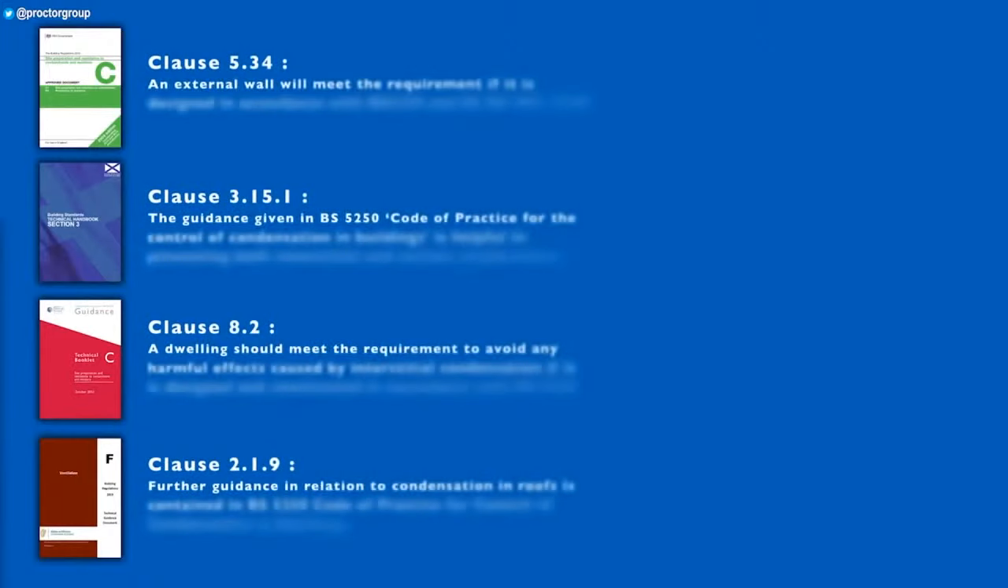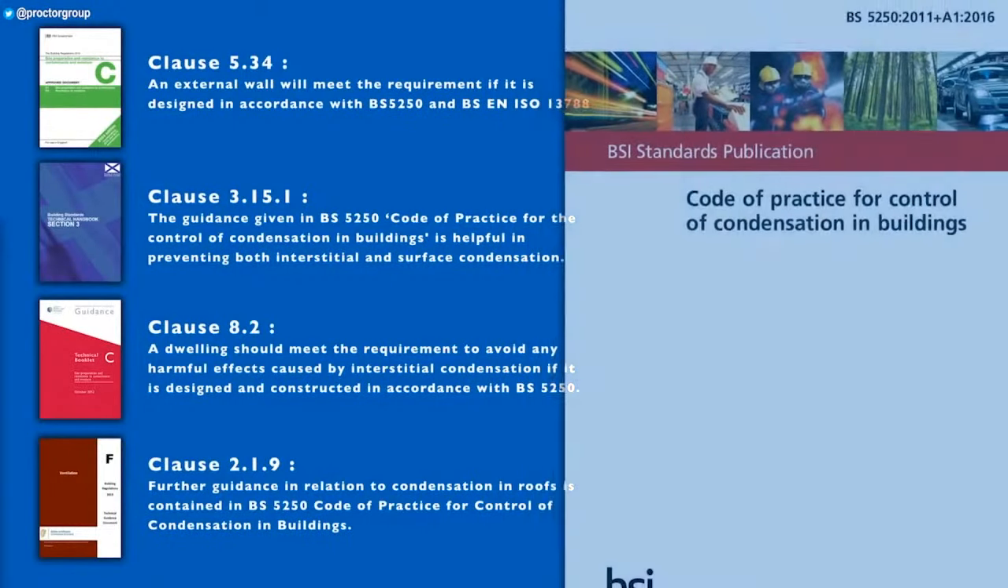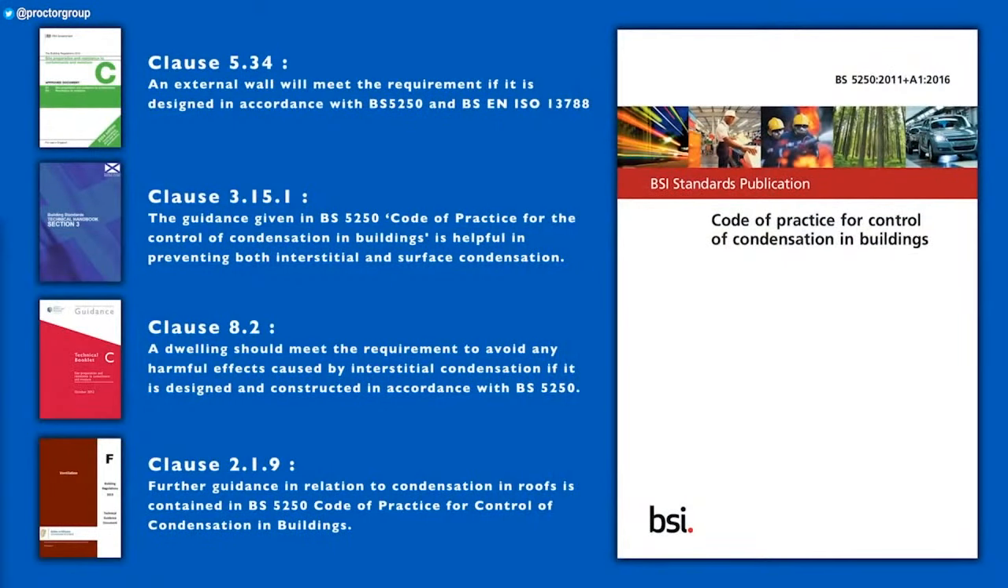As regards controlling condensation, the relevant clauses in all these regulations refer the specifier to BS 5250, the Code of Practice for the Control of Condensation in Buildings. This means that wherever in the UK or Ireland a building is, the applicable design principles in terms of minimising the effects of condensation are more or less the same.